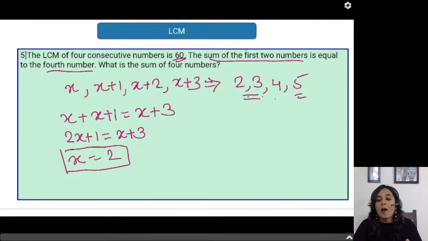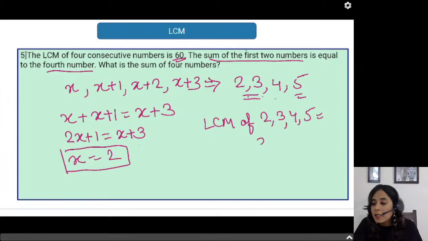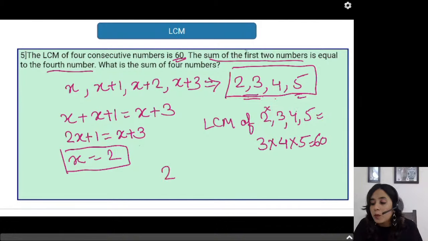Now let us find out whether my first statement was correct. Let us confirm if the LCM of these four numbers is 60. So when I find the LCM of 2, 3, 4, and 5, I get 3 into 4 into 5, which is 60. I am ignoring this 2 because 2 is already contained in my 4. So the numbers are 2, 3, 4, and 5, and the sum of 2, 3, 4, and 5 is 14. So the right answer here is 14.